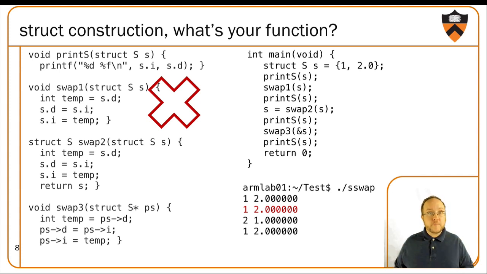The second swap looks to do exactly the same, but then the local copy is returned. And then we use the return value to overwrite main's copy with the return value. And so in this case, the swap succeeds. And then in swap 3, we can see that we can also do it using pointers, the same as we would with individual variables, swapping 2 ints or something like that.